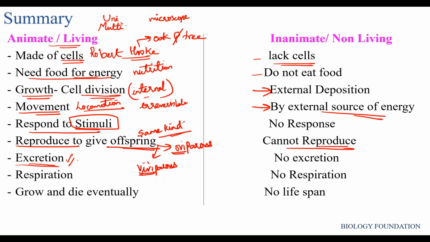This excretion can take place using organs, like kidneys and lungs in some organisms. Even through skin, certain substances like sweat, which is a waste substance, get released, right? Lungs help in purifying your air so that carbon dioxide gets exhaled from your body. Kidneys help in purification of your blood. But there's no such process of excretion seen in non-living things.